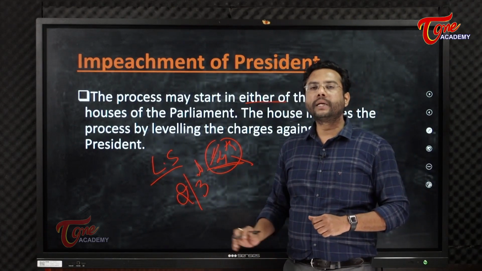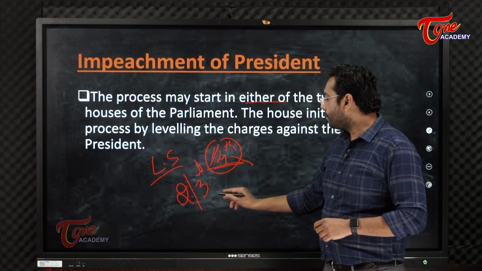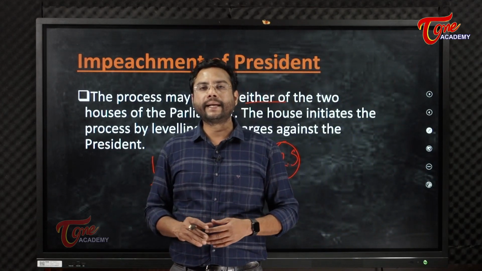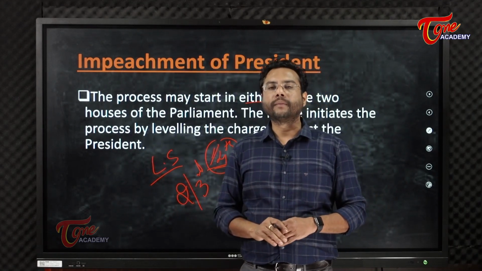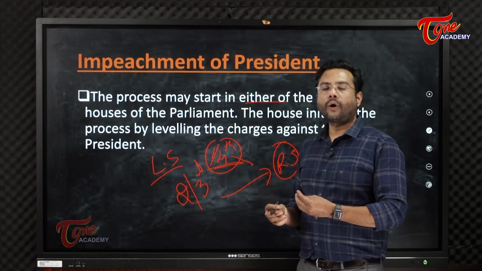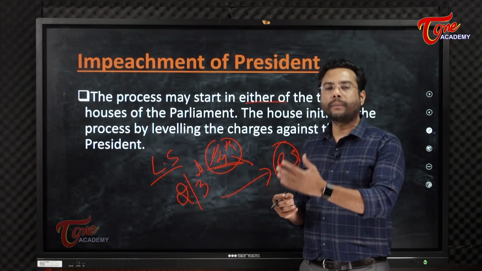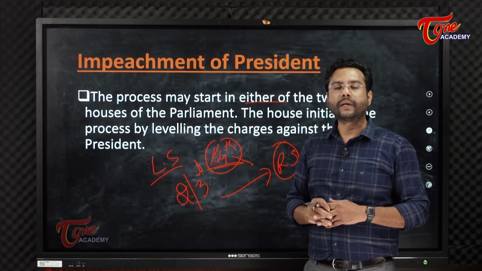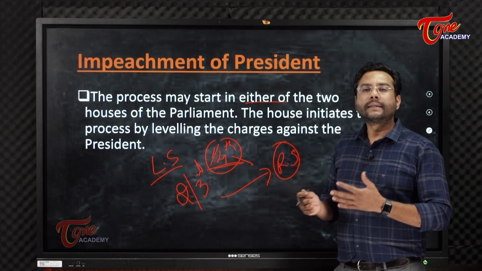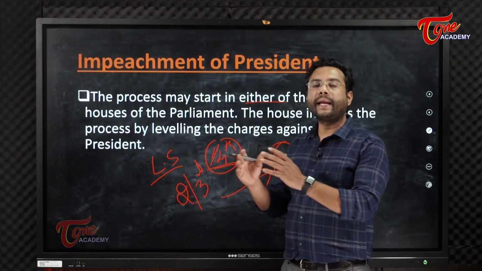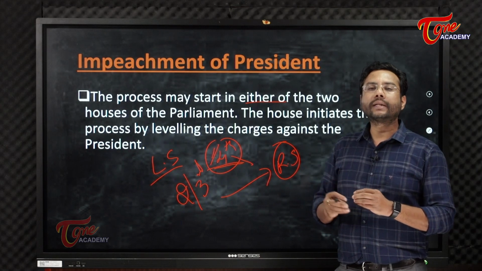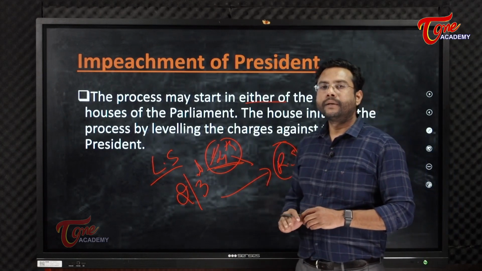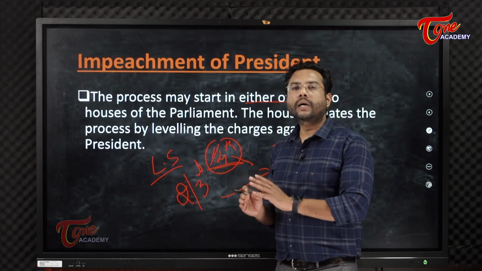Once the impeachment bill is passed in the Lok Sabha, then that bill goes to the Rajya Sabha. Here the Rajya Sabha will act as an investigating agency. It will become a quasi judicial body. The second house will discuss the allegations and the grounds for the removal of the president. It will investigate the charges alleged on the president.